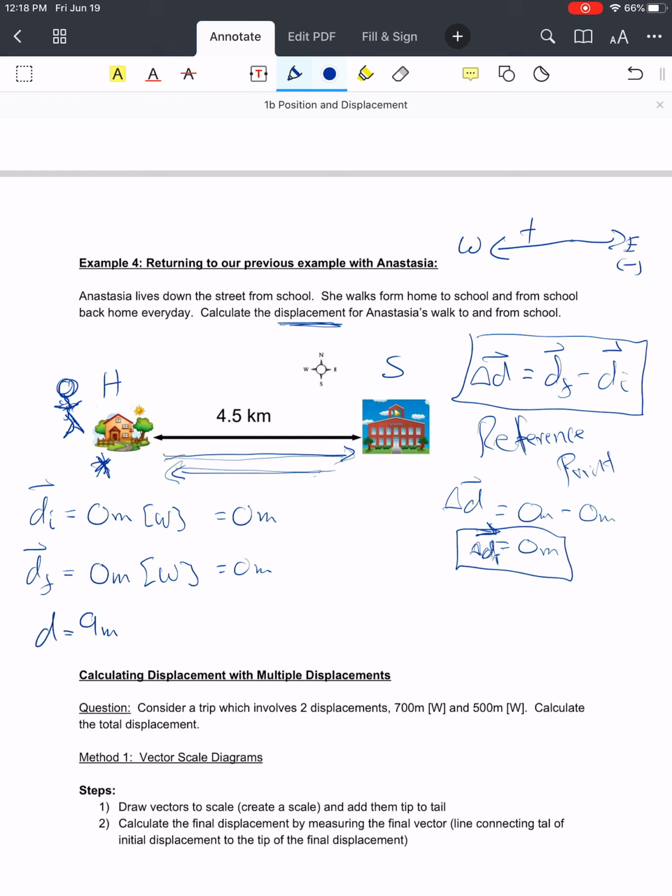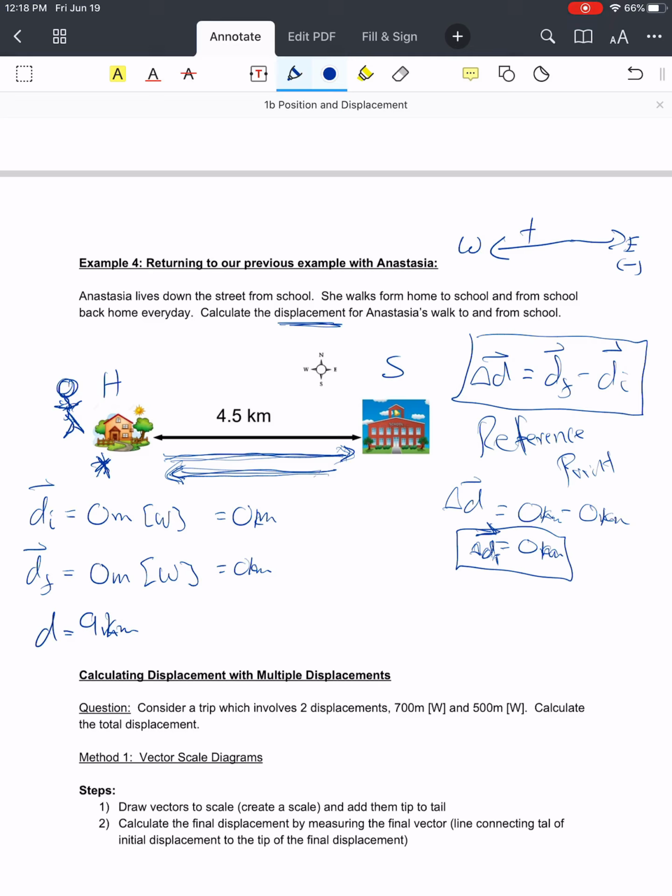But in reality, your distance traveled was 9 kilometers. Sorry, this is in kilometers, not in meters. My mistake. And that's how you can calculate that.